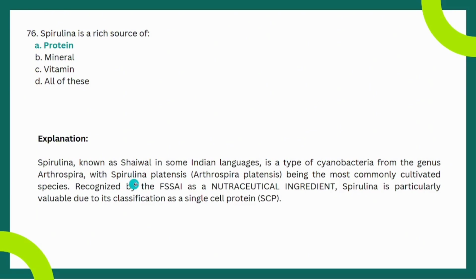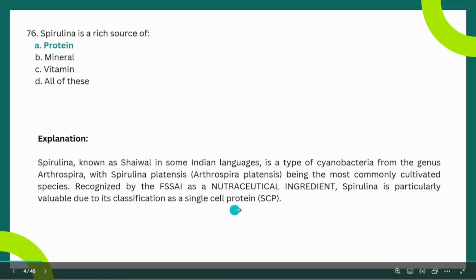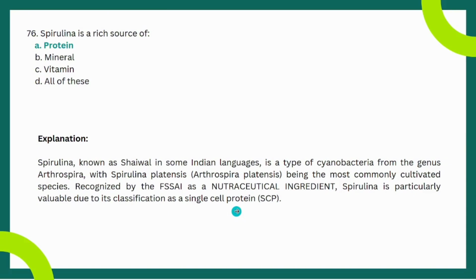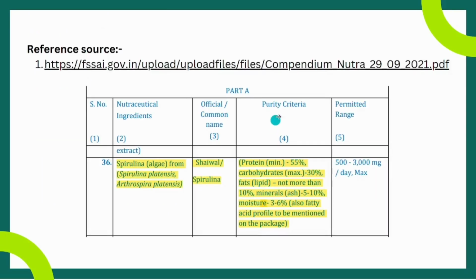Among the varied species, Spirulina platensis is the most commonly cultivated species. FSSAI recognized this species as a nutraceutical ingredient. We all know that spirulina is particularly valuable due to its classification as a single cell protein. If you see the purity criteria given by the FSSAI for spirulina, it should have protein at least minimum 55%. So the major constituent of spirulina is protein. So the answer is protein.